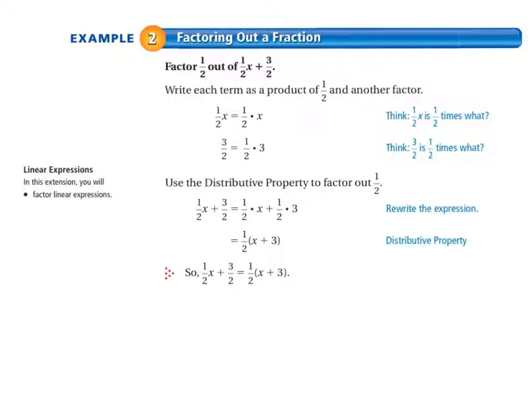So it says think 1/2 x is 1/2 times what? Well, 1/2 x is 1/2 times x. So then we think 3/2 is 1/2 times what? Well, it's 1/2 times 3. And then we use the distributive property to factor out 1/2, and we rewrite the expression as 1/2 times x plus 1/2 times 3. And we use the distributive property, so that means we put parentheses around it, and it comes out 1/2 times x plus 3. So 1/2 x plus 3/2 equals 1/2 times x plus 3.